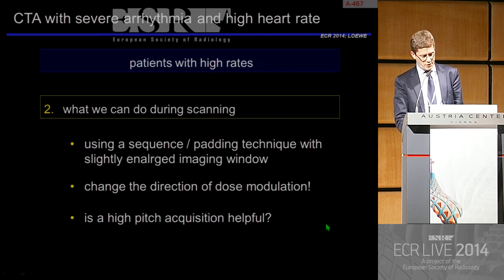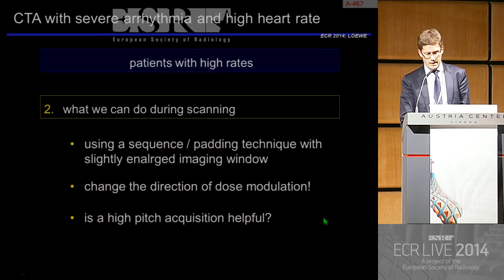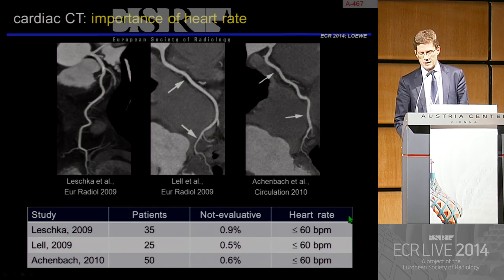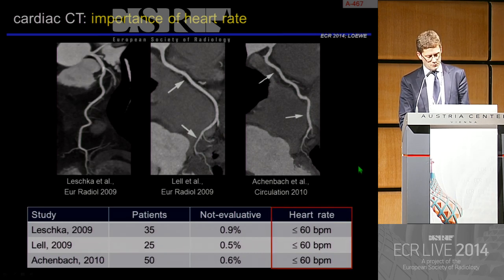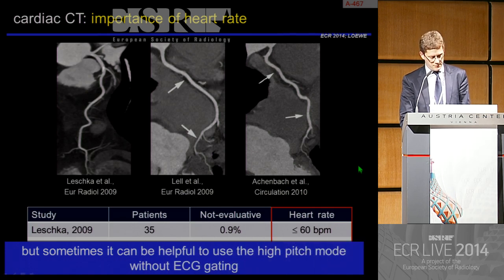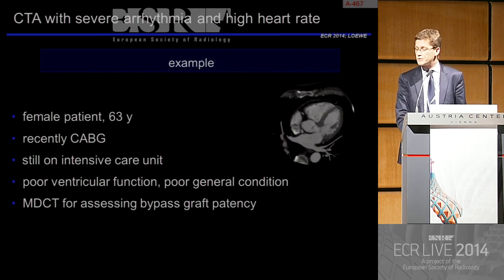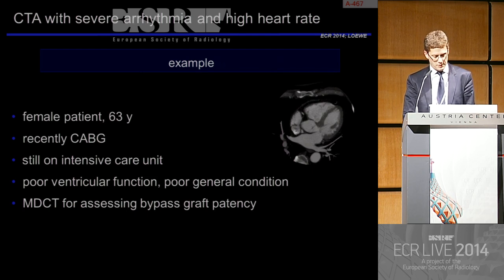Of course, there is the question of whether high pitch acquisition might be helpful. Well, for really assessing the coronary arteries, I don't think so. If you look at the papers, all of them applied the flash technique just in patients with a heart rate below 60. However, there are patients in whom the high pitch technique might be really, really helpful without using the ECG gating. Just two examples: a female patient right after coronary bypass graft surgery, still on the intensive care unit and in a very poor general condition.